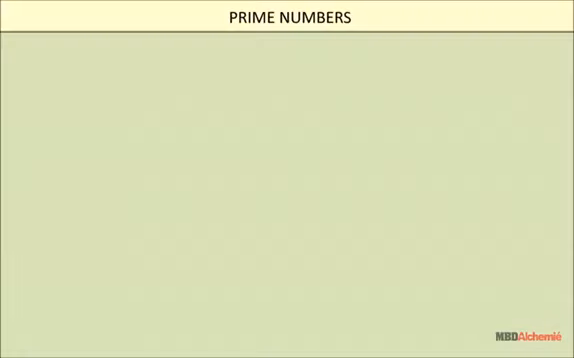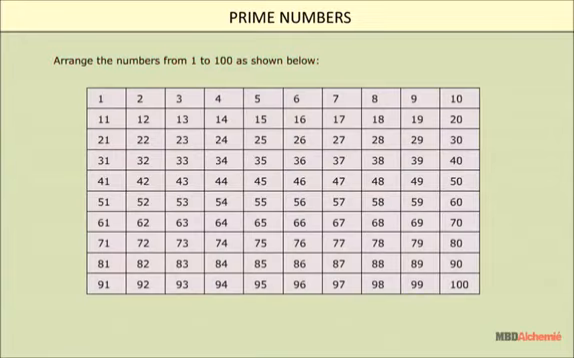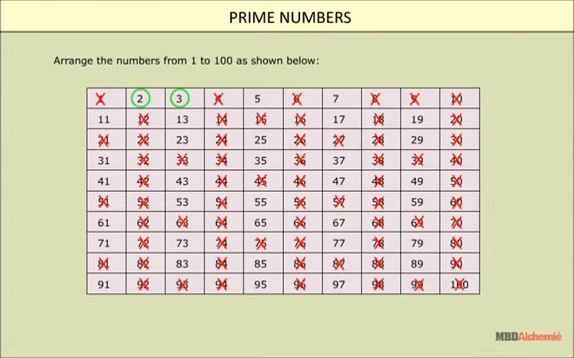Finding prime numbers. Arrange the numbers from 1 to 100 as shown below. Steps. Cross out 1 as 1 is not a prime number. Encircle the first prime, that is 2, and cross out all its multiples in the table other than 2, that is 4, 6, 8, etc. Encircle the next uncrossed number, that is 3, and cross out all its multiples in the table other than 3, that is 6, 9, 12, etc. Ignore the previously crossed out numbers like 6 and 12.